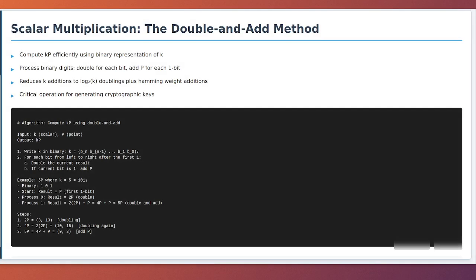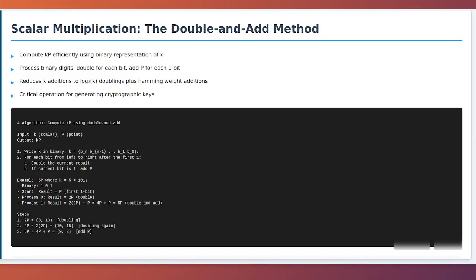Scalar multiplication overview. Scalar multiplication is the operation of adding a point p to itself k times, written as kp. This is the most important operation in elliptic curve cryptography. When you generate a Bitcoin address or a TLS private key, you're essentially picking a random large number k and computing kG, where G is a standard generator point. The result kG becomes your public key.